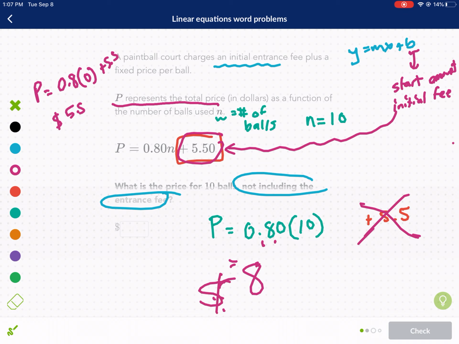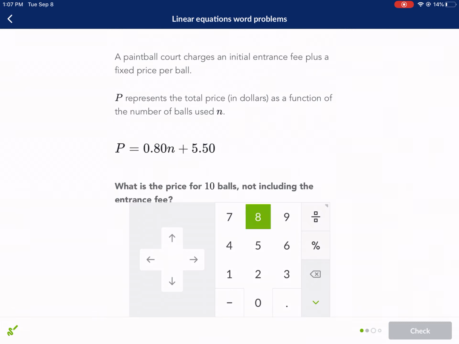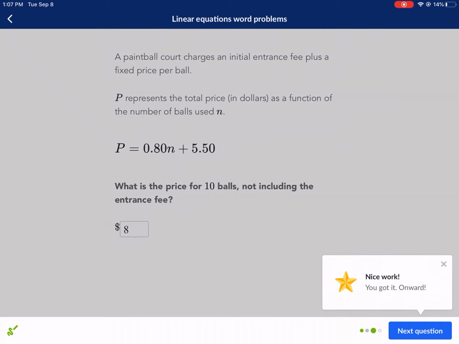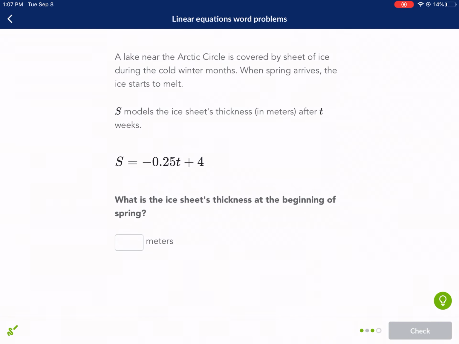Okay, I'm not sure why my pencil, there we go. That looks like a dollar sign. So we're going to put $8. Whew, be careful with that ammo. Here we go, last one.